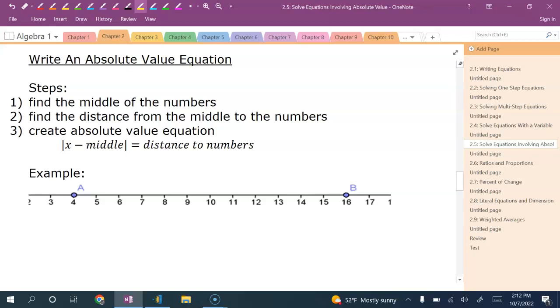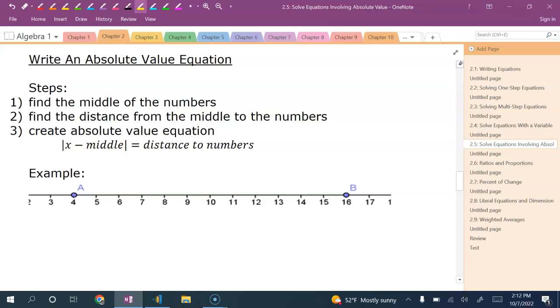The first step that you want to do is find the middle of your numbers. To do that, you need to look at your solutions or find your average. So if a problem is talking about average cost, average temperature, average points per game, that's going to be this first step of your problem. If you're given something on a number line, you're going to have to add your two solutions together and divide it by 2 in order to find the middle. And that's the same thing as finding the average.